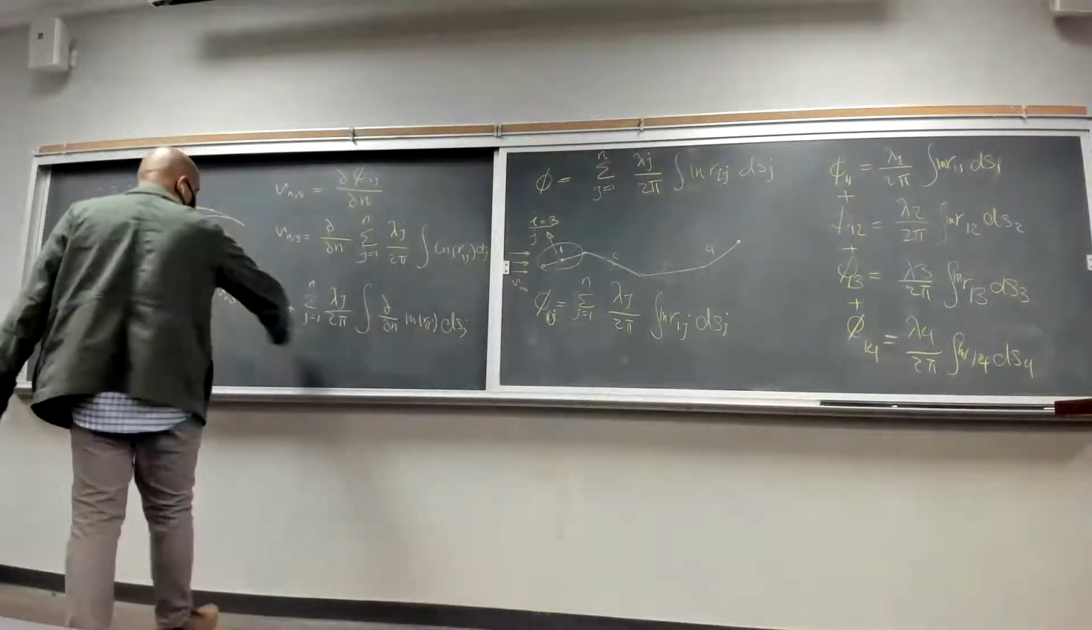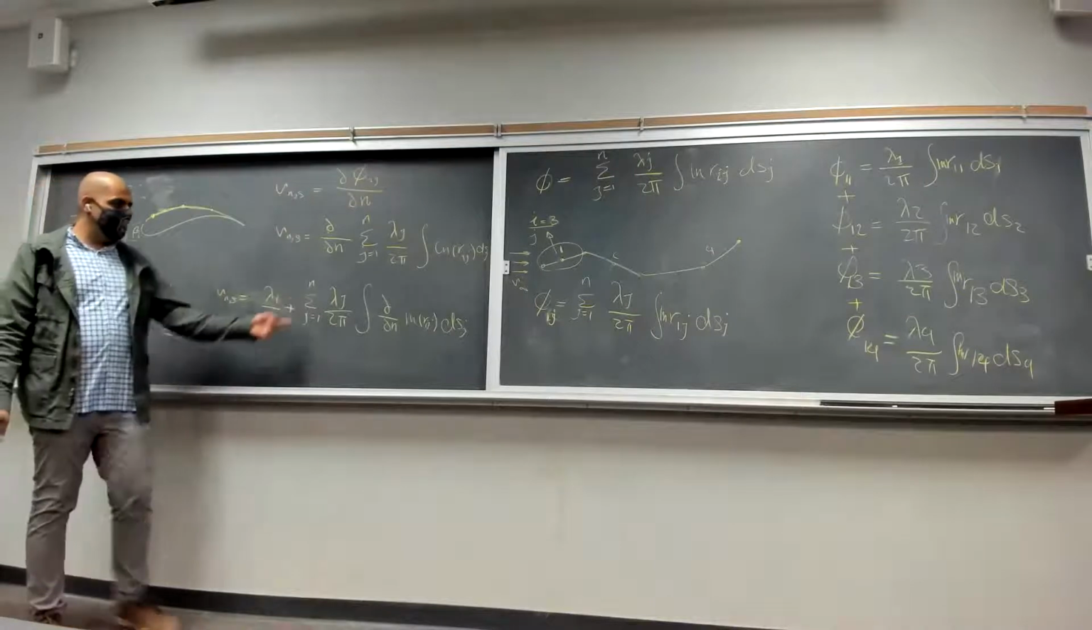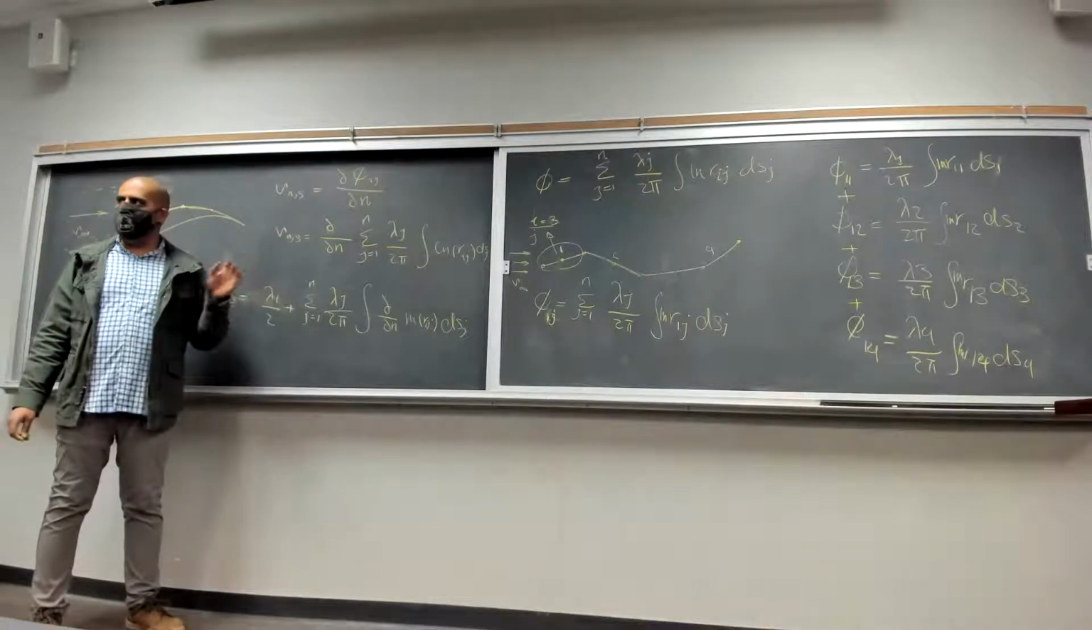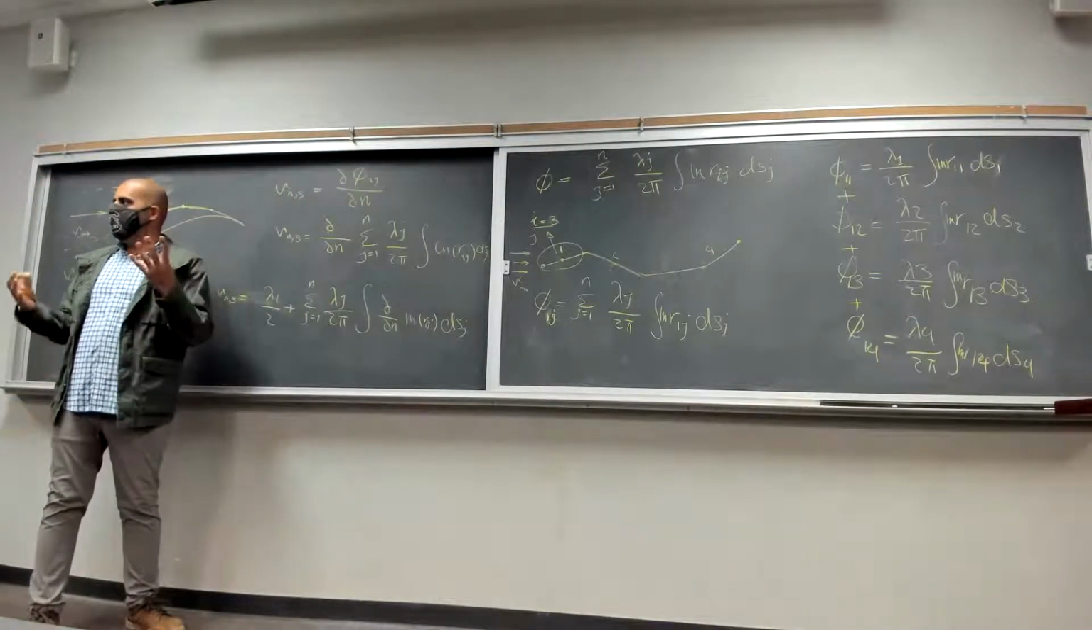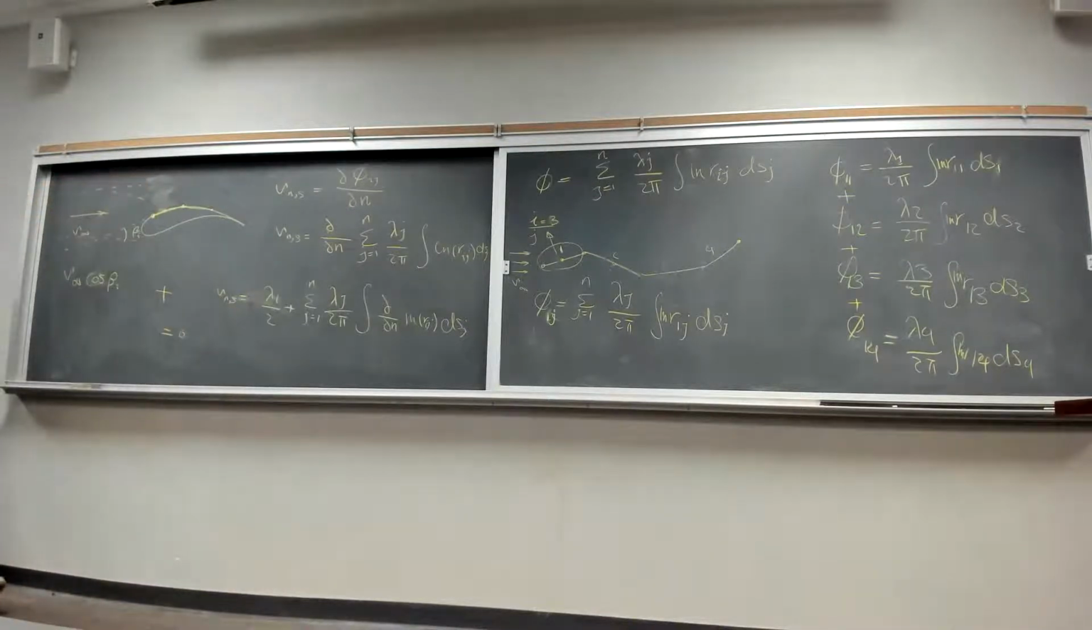So for this one, we have one equation, but we have the sum over lambda_j. We have lambda of all the panels. If you have 4 panels, we have 4 lambdas. So we have one equation and 4 unknowns. What should we do? What's the solution to this problem?